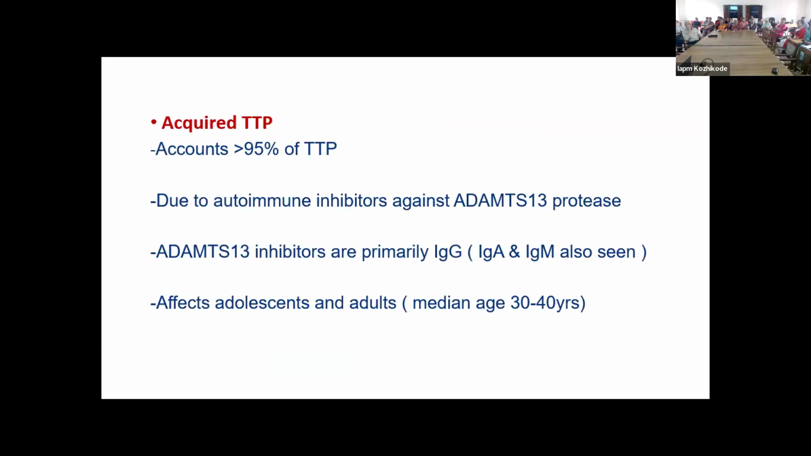Acquired TTP is more common, seen in more than 95% of cases, and is due to autoimmune inhibitors that act against the ADAMTS13 protease. ADAMTS13 inhibitors are primarily IgG antibodies. IgA and IgM can also be seen. It is usually seen in adolescents and adults, and the median age is 30 to 40 years.